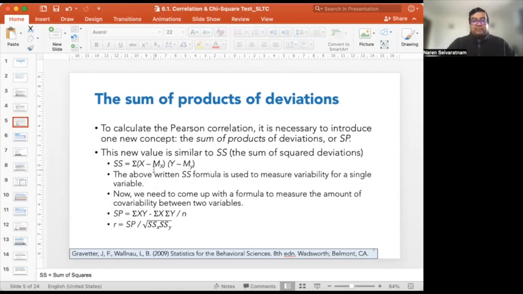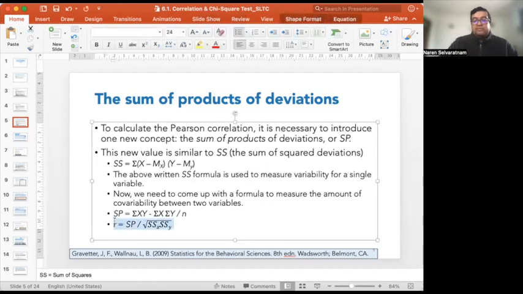And then you can calculate sum of products as well. So sum of products is calculated by sigma xy minus sigma x times sigma y divided by n. And then finally you have your correlation coefficient. Now in the previous one, I haven't included the square root, but the real formula is sum of products divided by sum of squares of x times sum of squares of y, and the square root of that, okay? So this is the final formula. Now, this is what the Gravetter and Wallnau book gives as the formula.